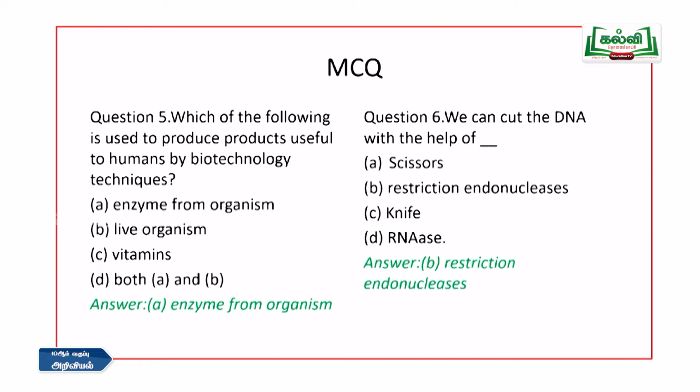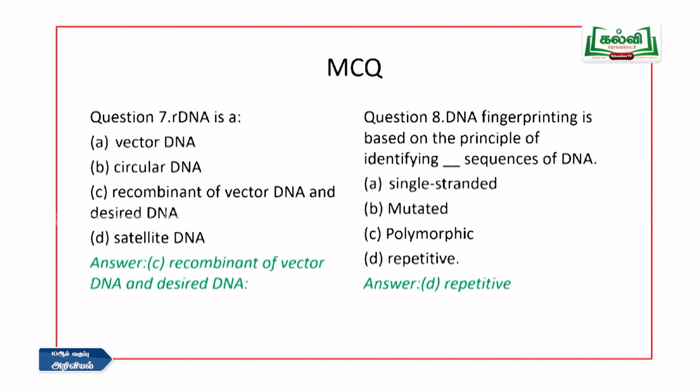Enzyme from organism. Then question number 6. We can cut the DNA with the help of dash. A. Scissors, B. Restriction endonucleases, C. Knife, D. RNA-seq. Here you select that the answer is B. Restriction endonucleases. Now question number 7. rDNA is a dash. A. Vector DNA, B. Circular DNA, C. Recombinant of vector DNA and desired DNA, D. Satellite DNA. Here we choose the answer C. Recombinant of vector DNA and desired DNA.